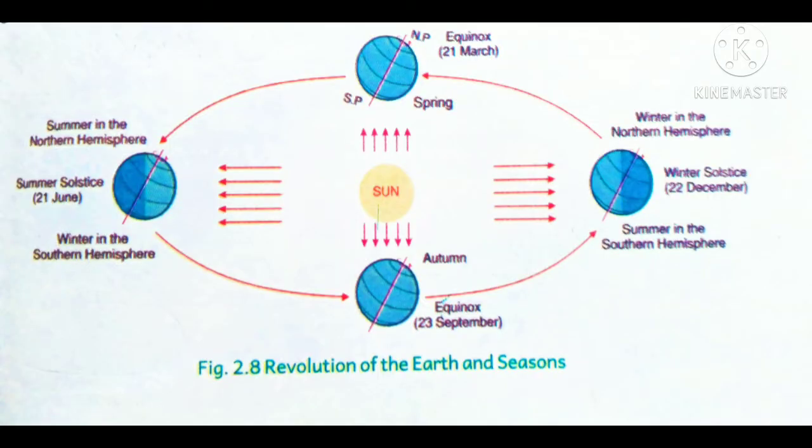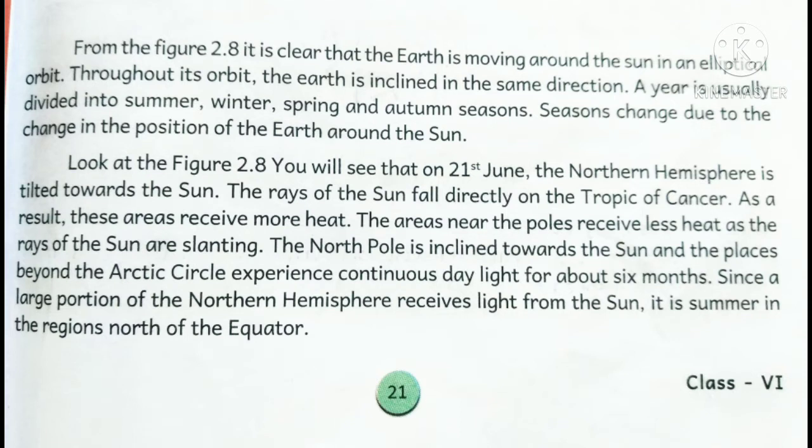Children, you can see in this picture how detailedly they have given everything. Once you can go through it, read it. From this figure 2.8, it is clear that the earth is moving around the sun in an elliptical orbit. Throughout its orbit, the earth is inclined in the same direction. Children, it is an important point that the earth moves around the sun in an elliptical orbit.